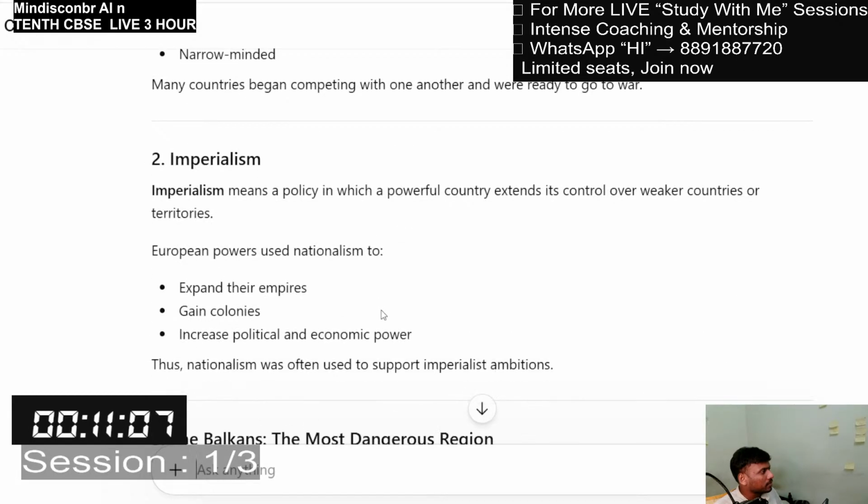Imperialism. Imperialism means a policy in which a powerful country extends its control over weaker countries or territories. European powers used nationalism to expand their empires, gain colonies, and increase political and economic power. Thus, nationalism was often used to support imperialist ambitions.